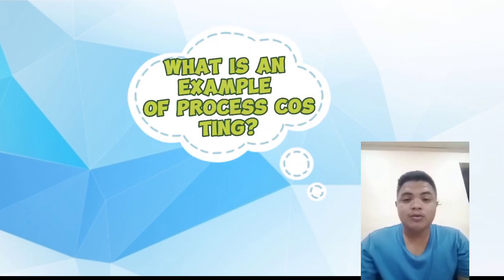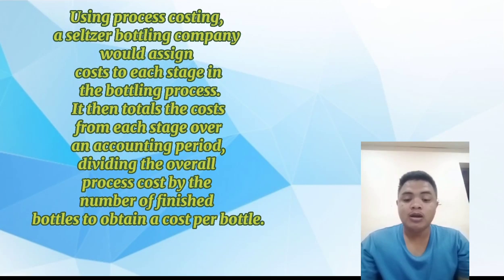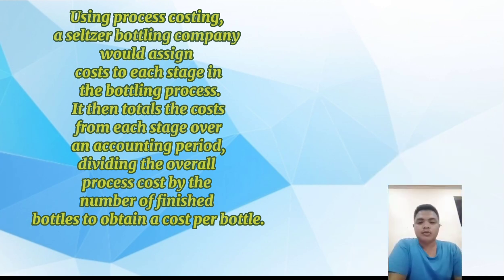What is an example of process costing? Using process costing, a soft drink bottling company will assign cost to each stage in the bottling process. It then totals the cost from each stage over an accounting period, dividing the overall process cost by the number of finished bottles to obtain a cost per bottle.